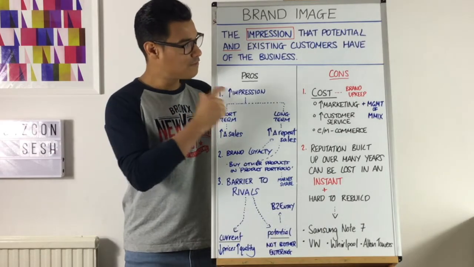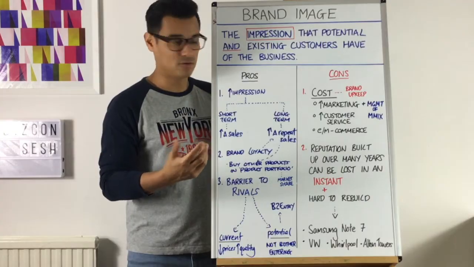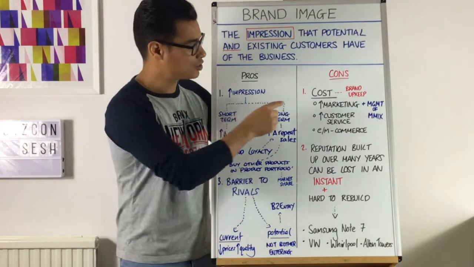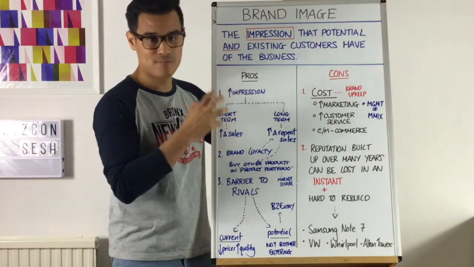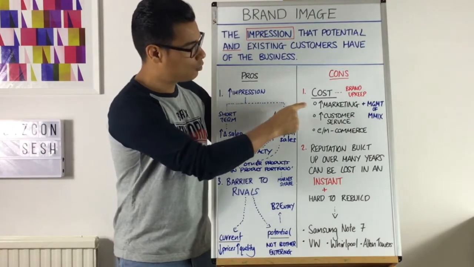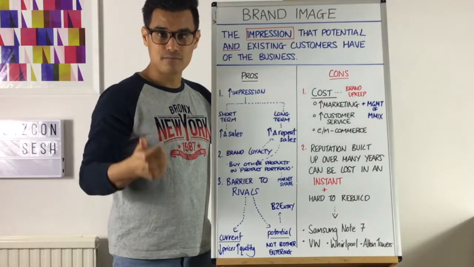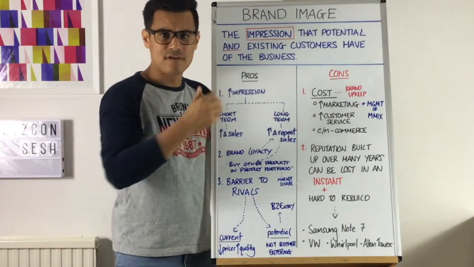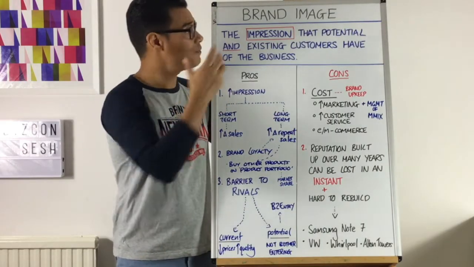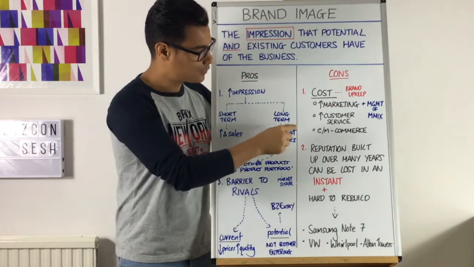However, with brand image, there are costs and also dangers we need to be aware of. The cons of brand image. Well, number one is that it's going to cost a lot to keep that brand image. You might need to pay for increased marketing. You might have to manage your marketing mix, those 4 Ps. You might need to have fantastic customer service to keep your brand image, that impression, as strong as possible.